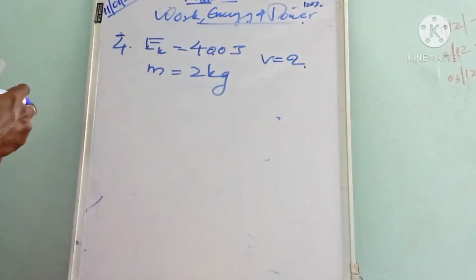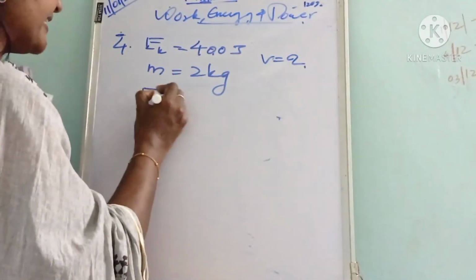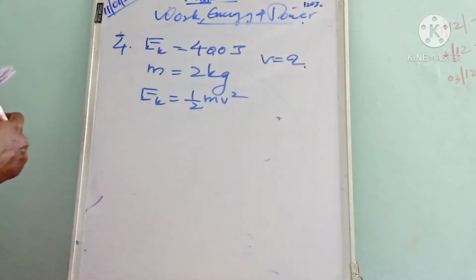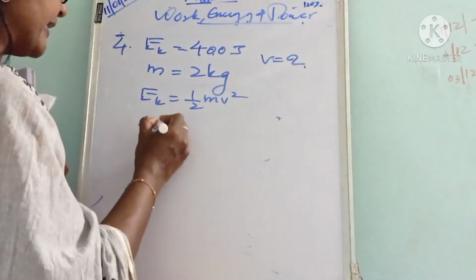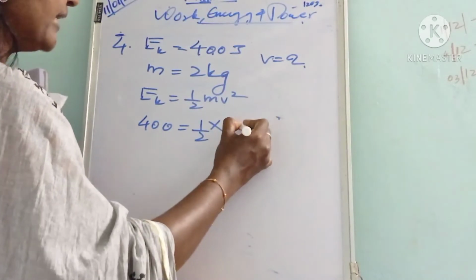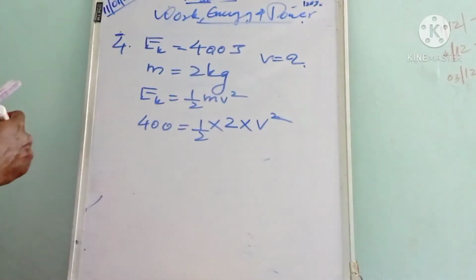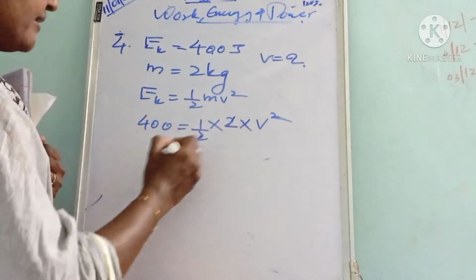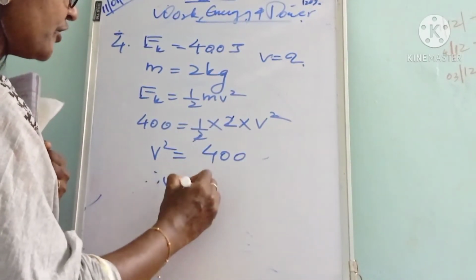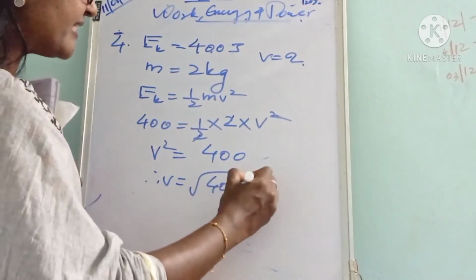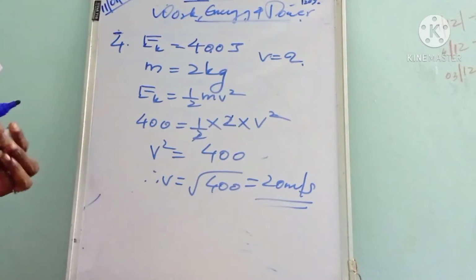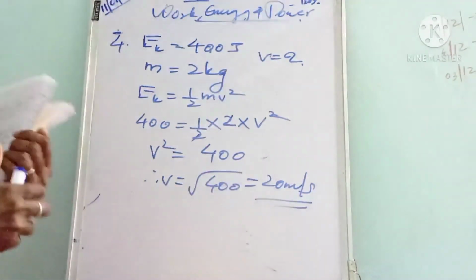First we have to write the equation for kinetic energy. Ek equal to half mv square. Then Ek is actually 400. 400 is equal to half into what is m? 2 into v square. We have to calculate v. Then 2 cancel. Then v square equal to what? 400. Therefore, v is equal to root 400, which is equal to 20 meter per second. So the velocity is actually 20 meter per second.